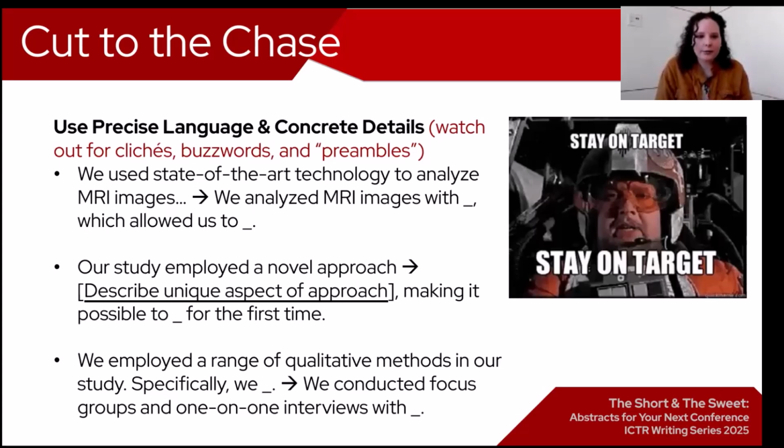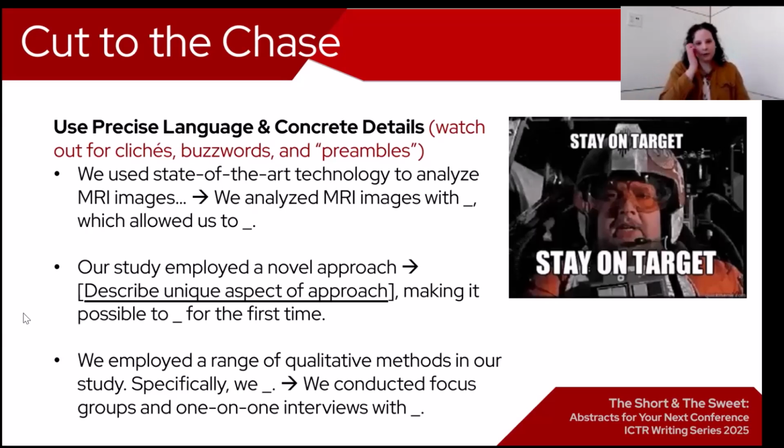So for example, instead of saying "we used state-of-the-art technology to analyze these images," you could just say "we analyzed these images with" whatever that technology was, "which allowed us to" blank. If you're providing that explanation of what it's allowing you to do that's different, that's creating more understanding, and it still conveys the message of state-of-the-art without sounding cliché.